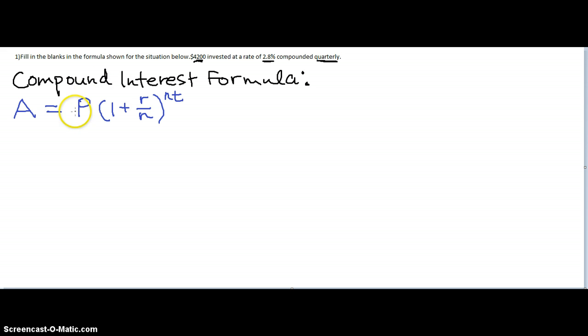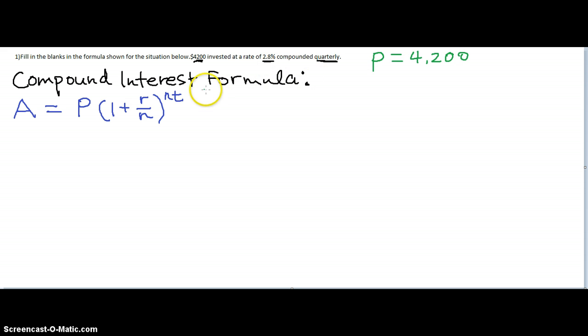So let's do this. We have a P for principal. So we'll say that P is equal to, the principal is the amount that you invest to start with. So that's 4,200.